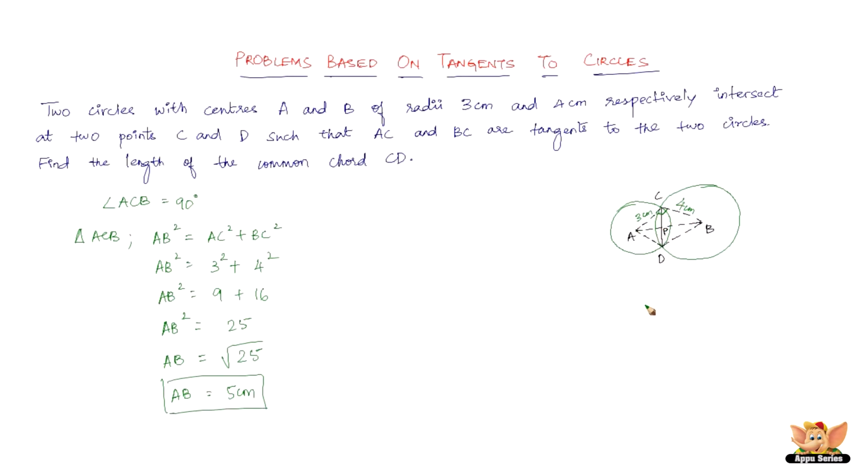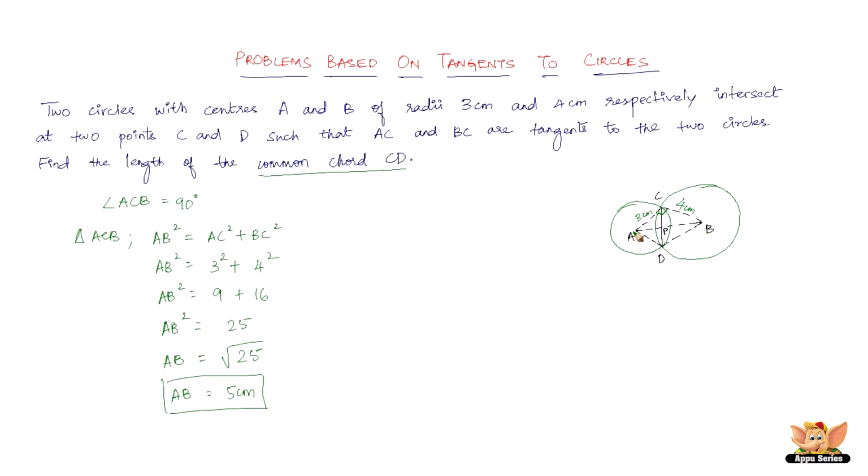That's fine, but what we have to find is the length of CD, which is the common chord to both the circles. So we found AB as equal to 5 centimeters. Now, how are we going to find the length of CD? Well, since the line joining the centers of the two intersecting circles is the perpendicular bisector of their common chord, we can clearly see that AB is the perpendicular bisector of the chord CD. So therefore, we've got AP perpendicular to CD, and we've got CP equals PD because AB is the perpendicular bisector of CD.